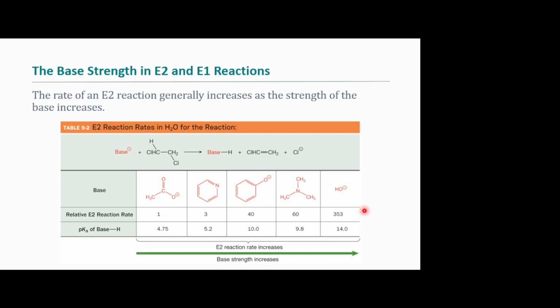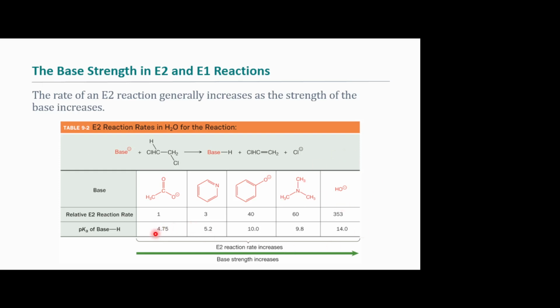That this is almost top of the pack, right? So hydroxide is a very strong base. It's actually the dividing line of strong bases. Anything stronger than hydroxide is considered a strong base. On the other hand, it's kind of a middle of the pack strong nucleophile.